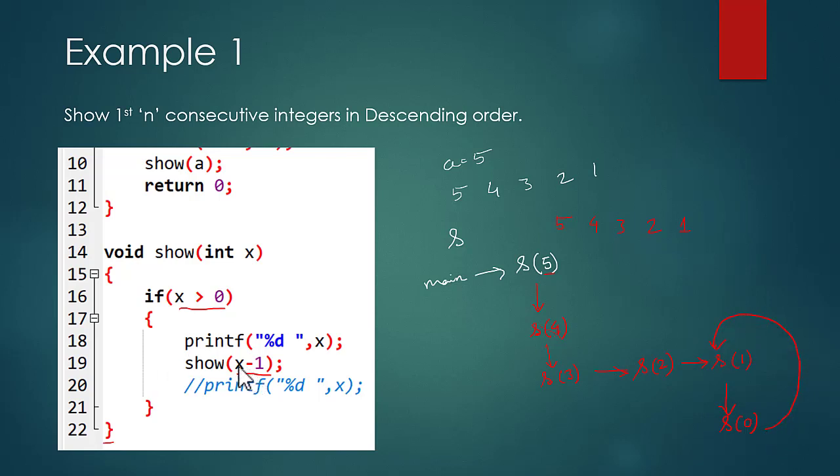Now from s1, where will it come back? It will come back to the next operation to be performed. We have left s1 at this position, and after that there is nothing to be performed, so s1 will return to its calling function, which is s2. Now in s2 we have left at this position, so there is nothing to be done in s2, so it will go back to its calling function, that is s3.